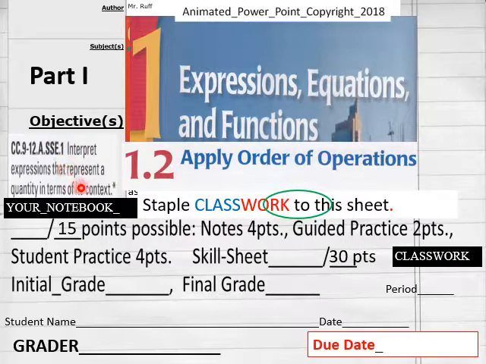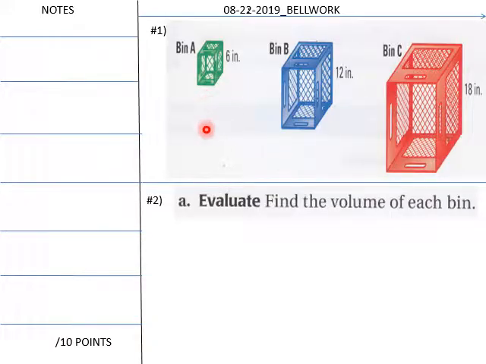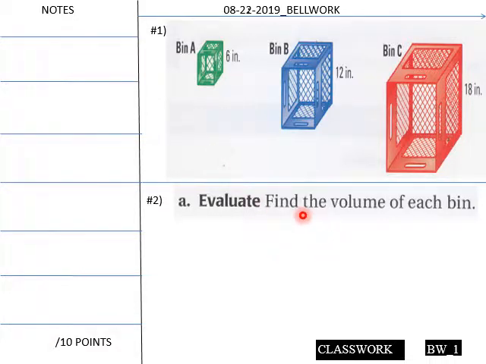Here's your standard: expressions that represent a quantity in terms of its context. And it's in chapter 1 of Algebra 1, expressions, equations, and functions. Teachers, here's your bell work. Have your kids find the volume of each bin here. Give them about 5 minutes.